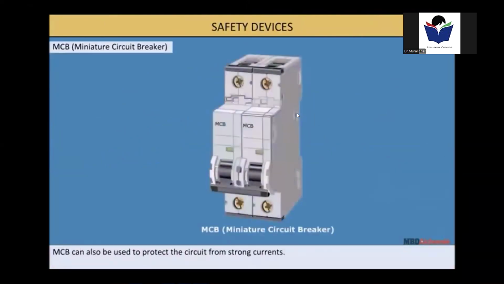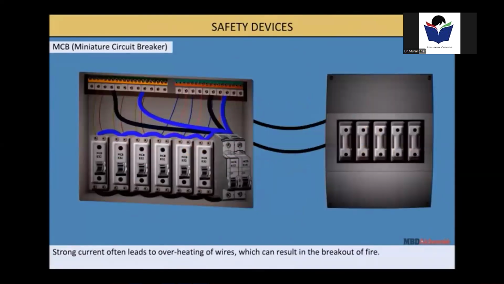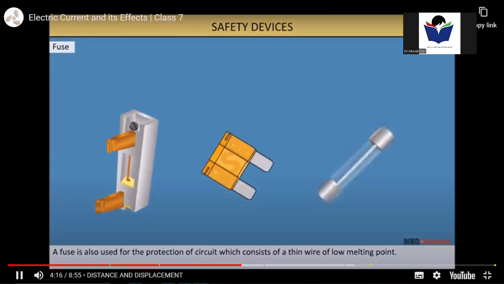Safety devices. A mini circuit breaker is used to protect a circuit from strong current. Strong current often leads to overheating of wires, which can result in the breakout of fire. A fuse is also used for protection of a circuit, which consists of a thin wire of low melting point.